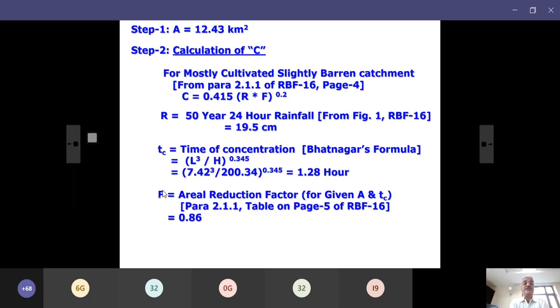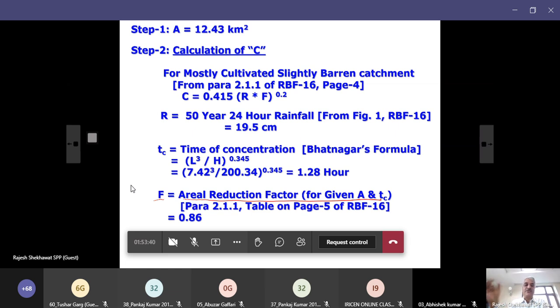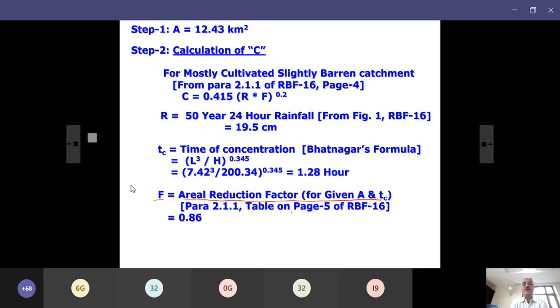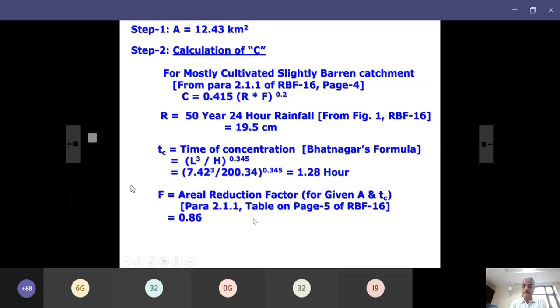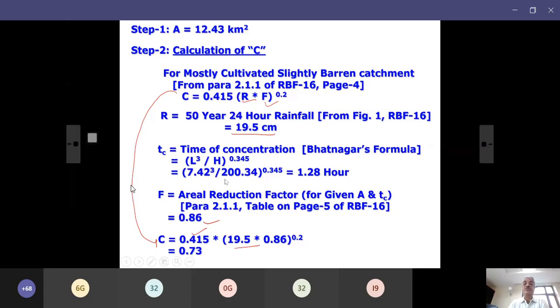Come to the areal reduction factor for the given value of A and C. Now this is in the last column, between 13 and 25, and TC is 1.28 hours, so 60 to 100 minutes in that. So from the last column, last row of that table, the areal reduction factor is 0.86. Okay. So you calculated C: 0.415, R which is 19.5, F is 0.86, and your value of C will come out to be 0.73.